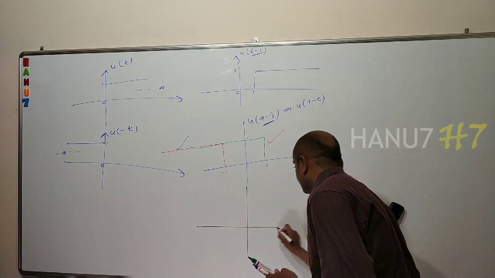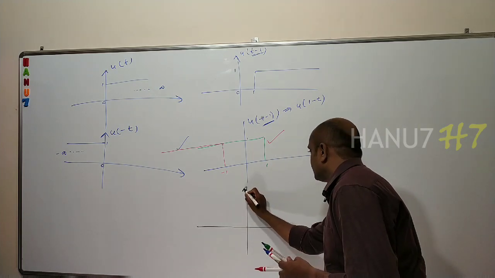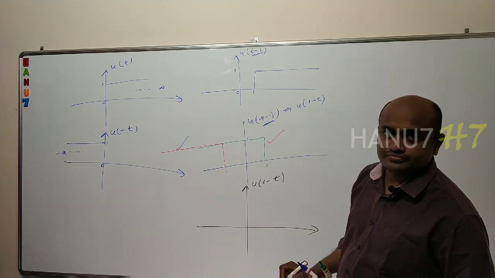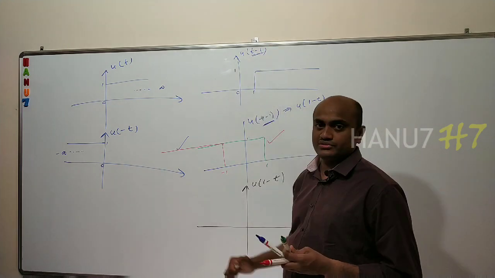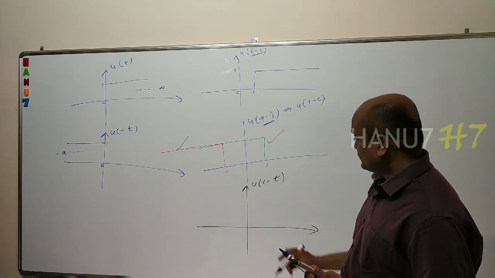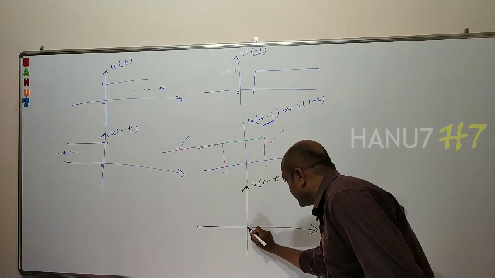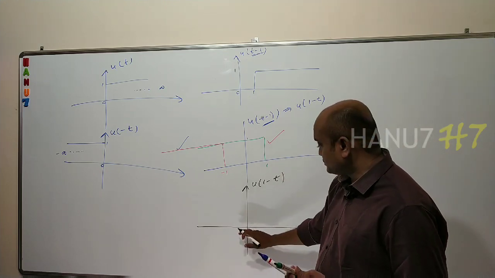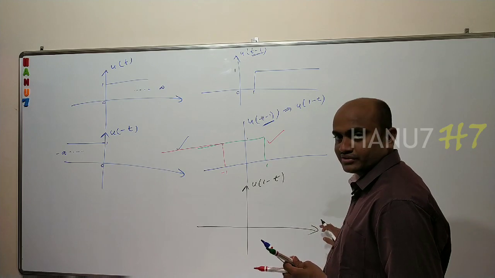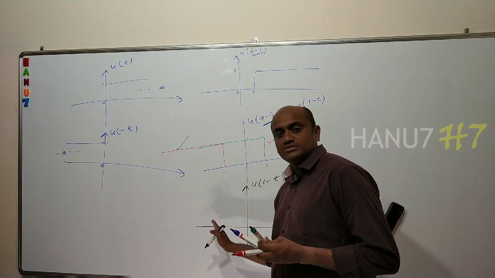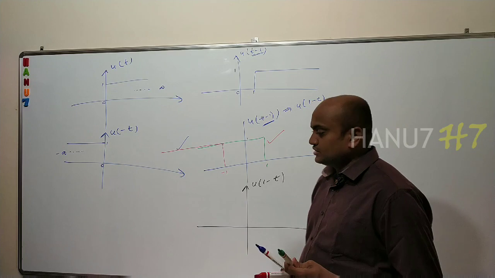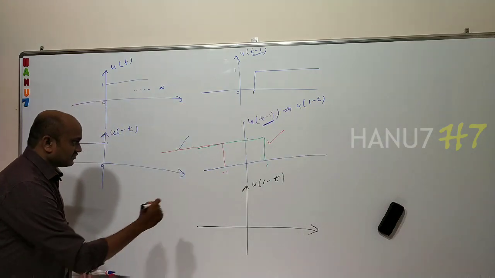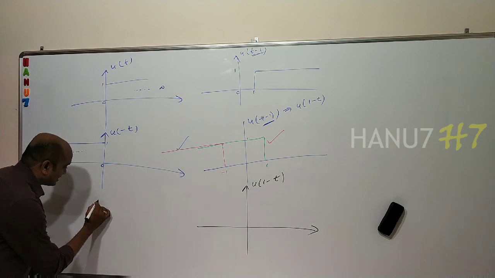Take a graph paper again, that is x-axis and y-axis. Here I am going to draw u of 1 minus t, which is nothing but the folding operation of u of t minus 1. So for this, we have to calculate the value at each and every time instant, where t is equal to 0, 1, 2, 3, 4, so on up to infinity. T is equal to minus 1, minus 2, so on up to minus infinity. So let us substitute the values in this u of 1 minus t. First let me calculate the value.